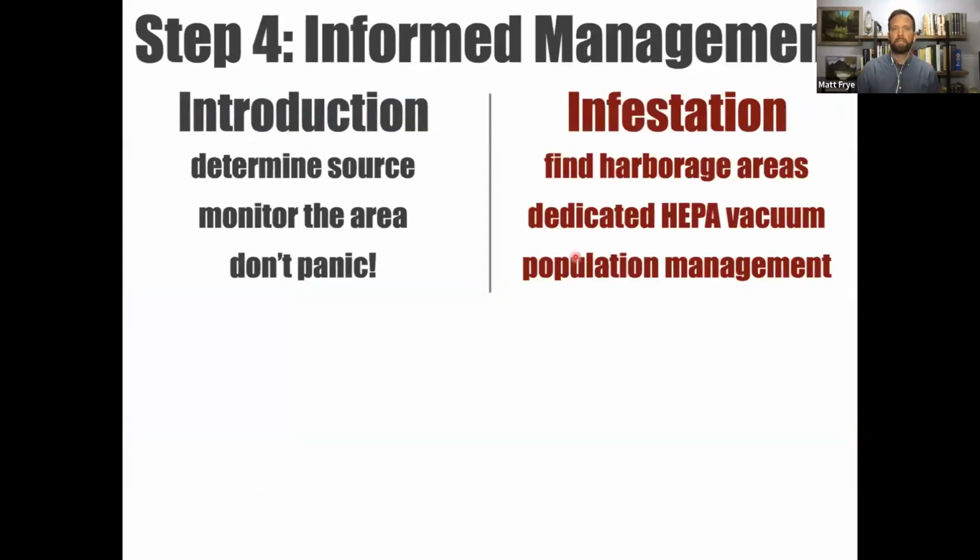Our fourth step is going to be considering informed management. So if we have an introduction, our first step, determine the source, then we're going to monitor and not panic. Okay, we don't want to go crazy and purchase products and start spraying everything before we know what's happening if it was just an introduction versus an infestation. If it is an infestation, then we want to find the harborage. We can use a vacuum to remove up to 50% of the individuals that are in that population, and then use some of the management strategies that Susanna talks about in her presentation to eliminate the population.